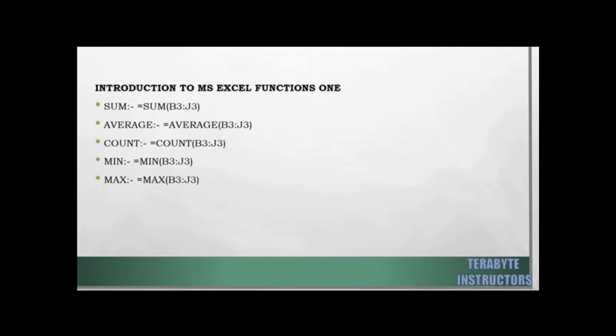Now let's look at some Excel functions that we have, like the sum, average, count, min, and max. If you want to find your total, use your sum. If you want to find the average, use your average function. Count is just used to count the total number of items or subjects being offered. While min means the least value that you have on the row or on the column, and the max means the highest value that you have on the row or on the column.